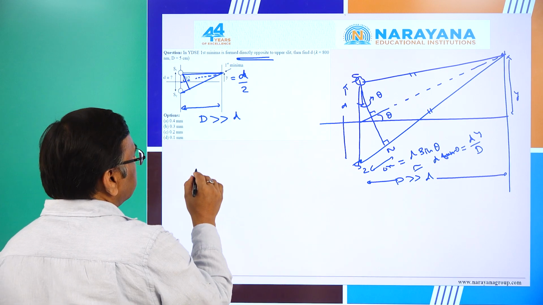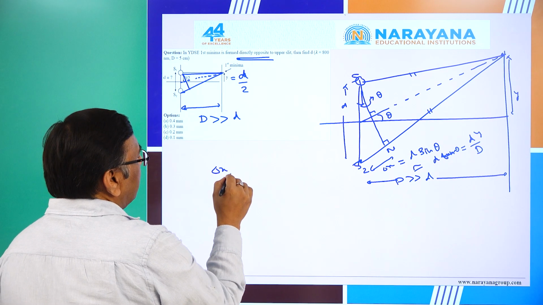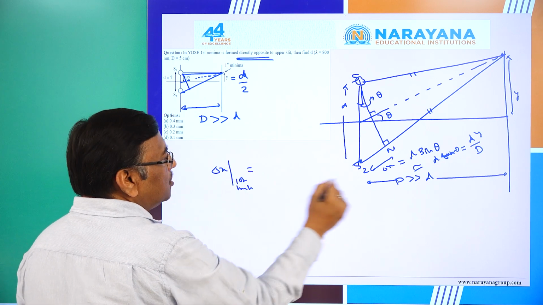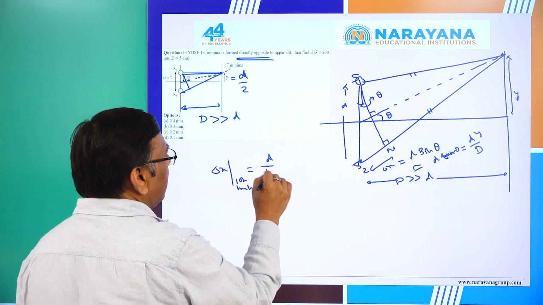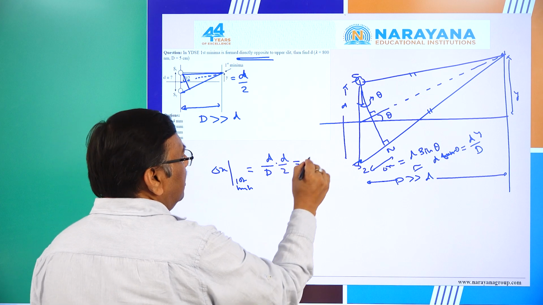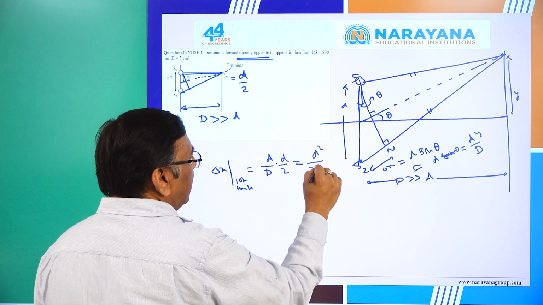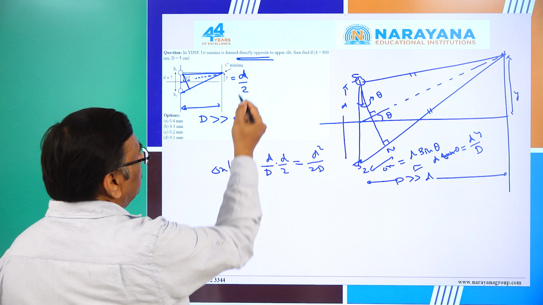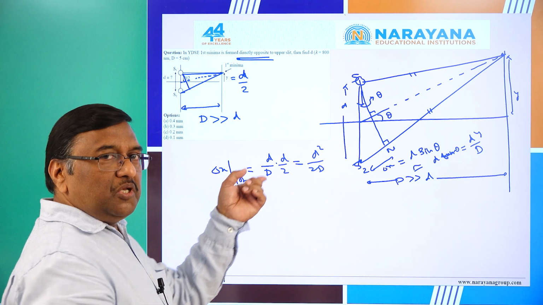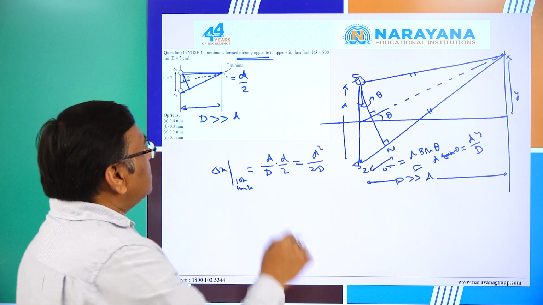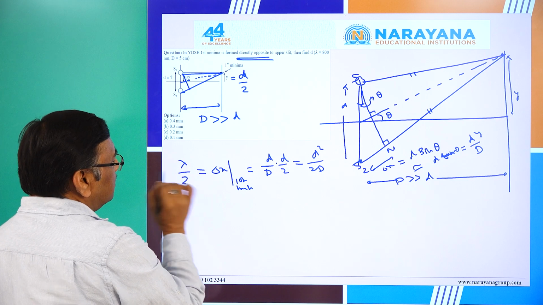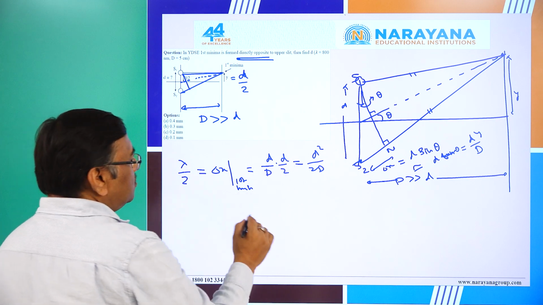Therefore, at this point where I am saying is my first minima, delta x at first minima is going to be how much? It is d divided by capital D into y, that is d by 2. What we are getting is simply d square upon 2 times capital D. But you know by definition, if there is nth minima, my path difference is going to be 2n minus 1 lambda by 2. It is my first minima, that means this delta x must be equal to lambda by 2.